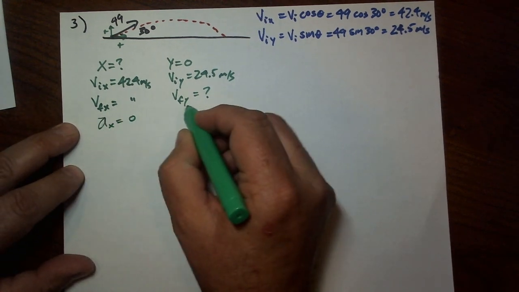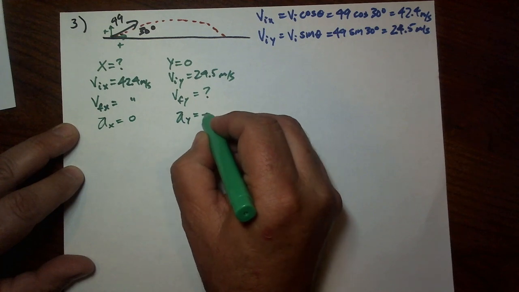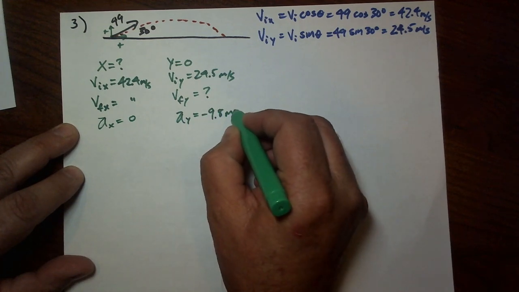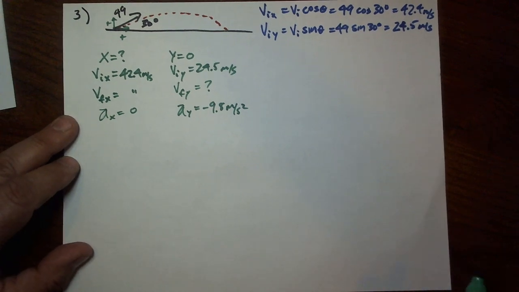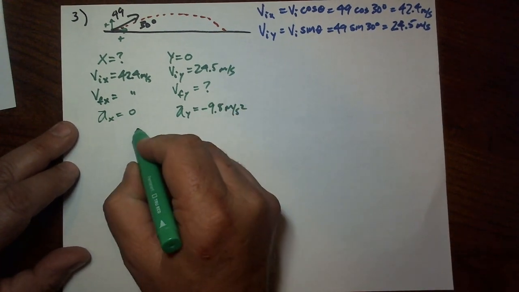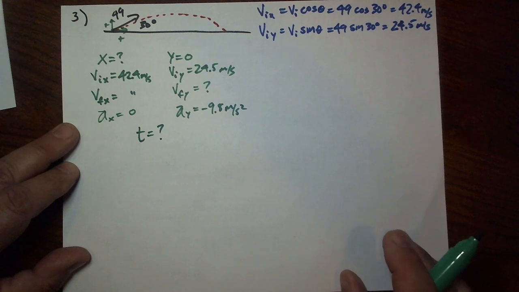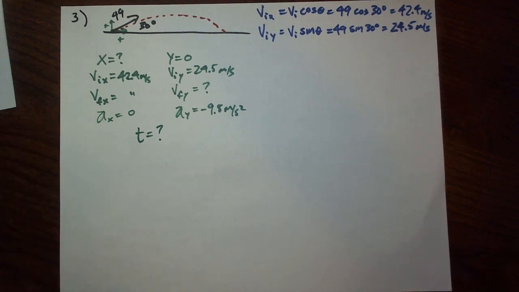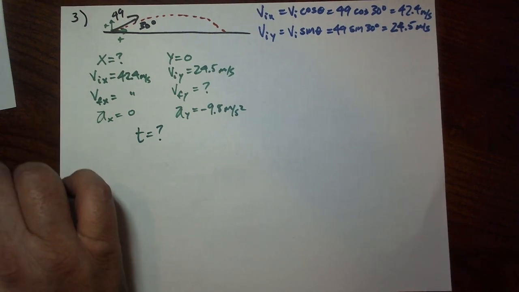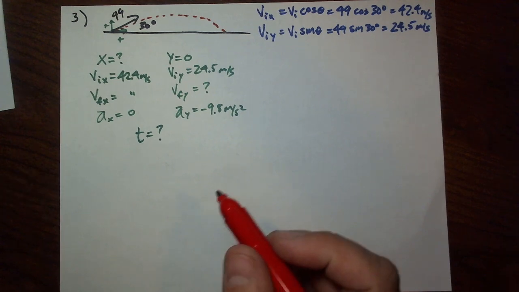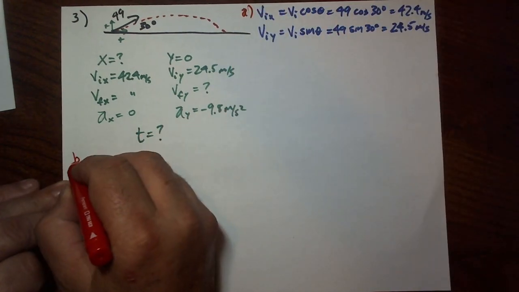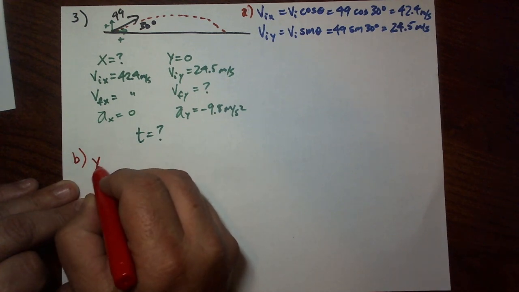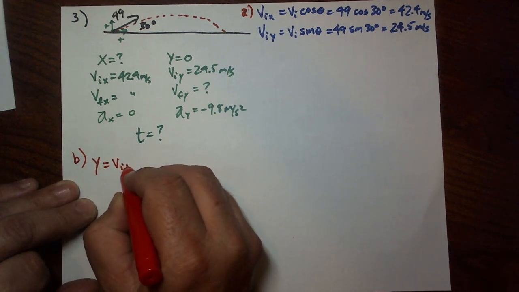Acceleration in the X direction is 0. Acceleration in the Y direction, in this case, is negative 9.8 meters per second squared. Still gravity, so still 9.8 meters per second squared, but now downwards is in the negative direction. And the time, we don't know. Our normal first thing we solve for is what they're asking for first. Oh no, this is A, the components of the velocity. B, how long is it in the air? And for that, I like to use the Y Swiss Army equation.